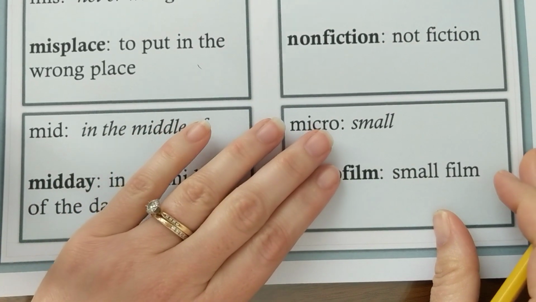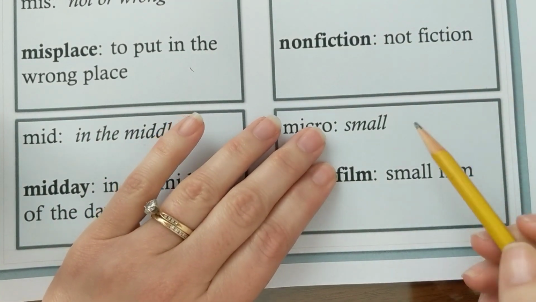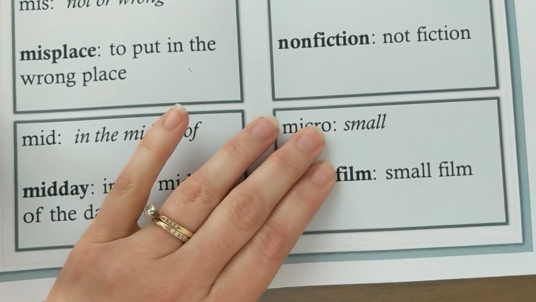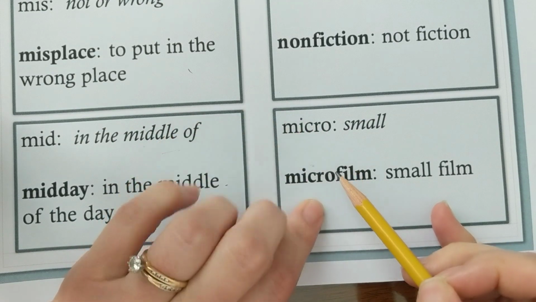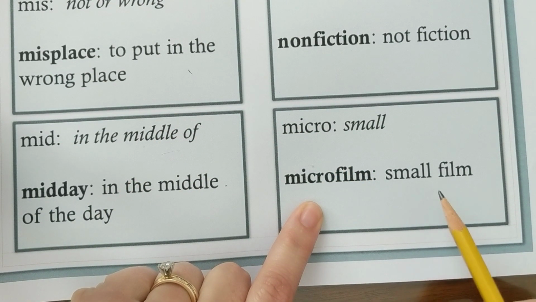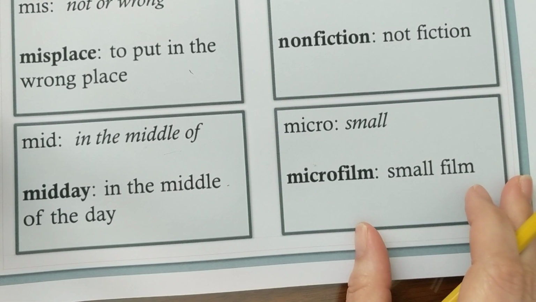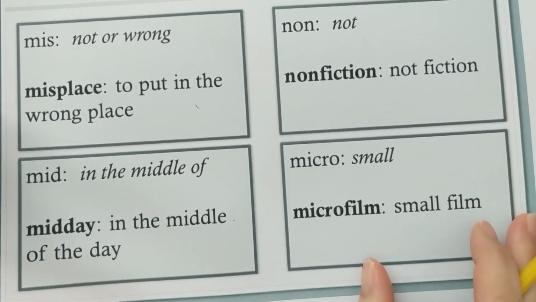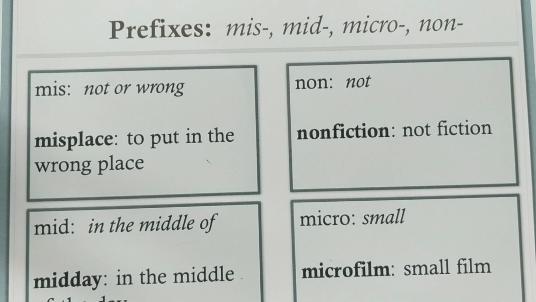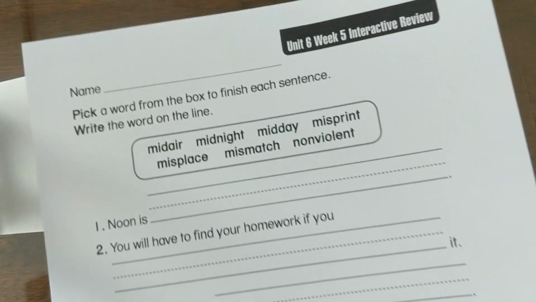So if I have the word film, which means that piece of material that you're putting a picture on or a video on. But if I say microfilm, now that's a small film. It's a miniature version of the real big one. So micro means small. So these are our prefixes that we're working on today and the rest of this week.